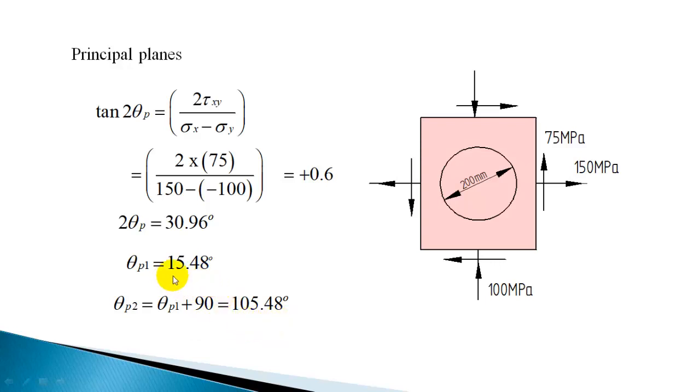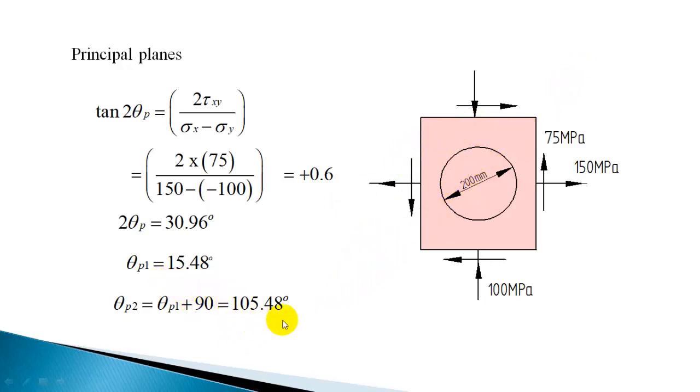So you got the orientation of principal planes. One of the planes is 15.48 degree and another plane is perpendicular to that, that is 105.48 degree from the vertical. So both these angles are measured from the vertical. One of the planes is inclined 15.48 degree, positive means counterclockwise direction, and another plane is perpendicular to that.